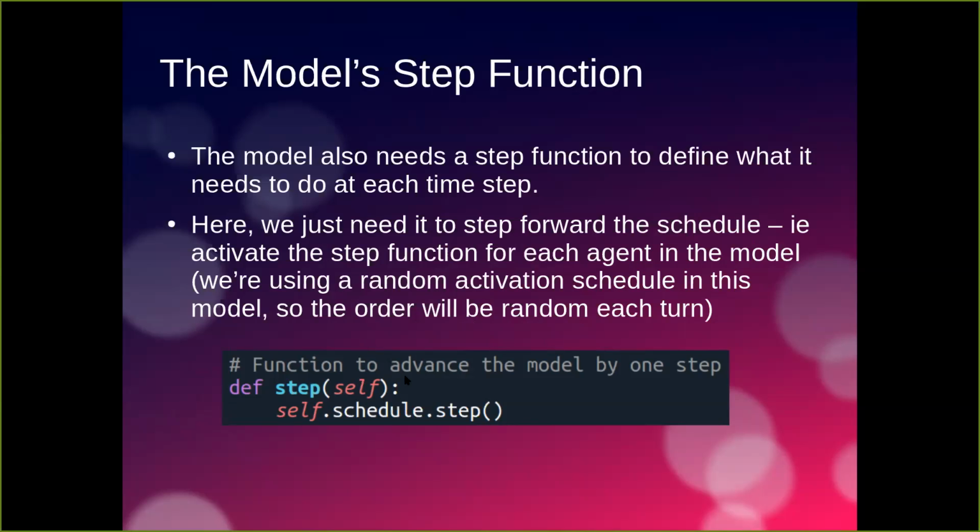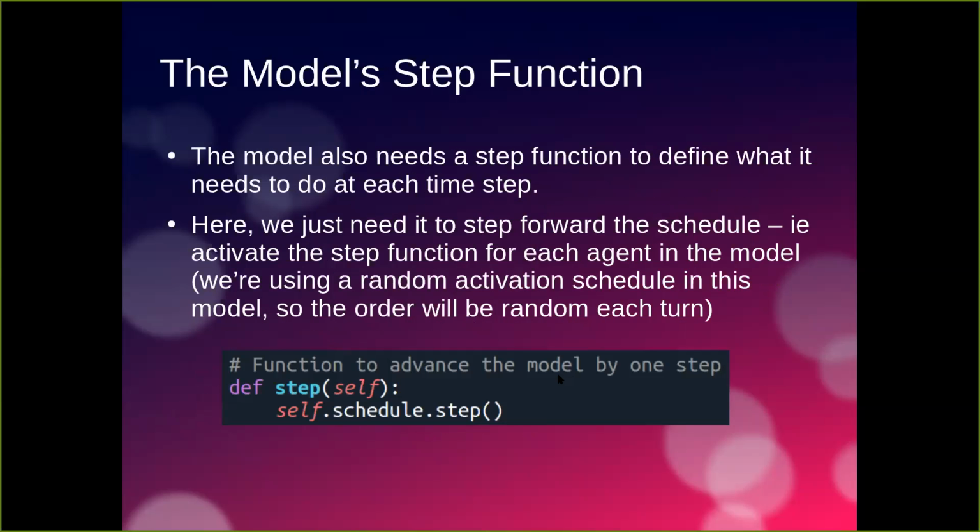It'll decide the order, which remember is a random activation in our scheduler. It'll randomly pick an agent and say, right, run your step function. So all we need to do in the model step function is just tell the schedule to step. So we call the step method of the schedule, and that's all we need to do. That single line of code will do that for us in the step method.